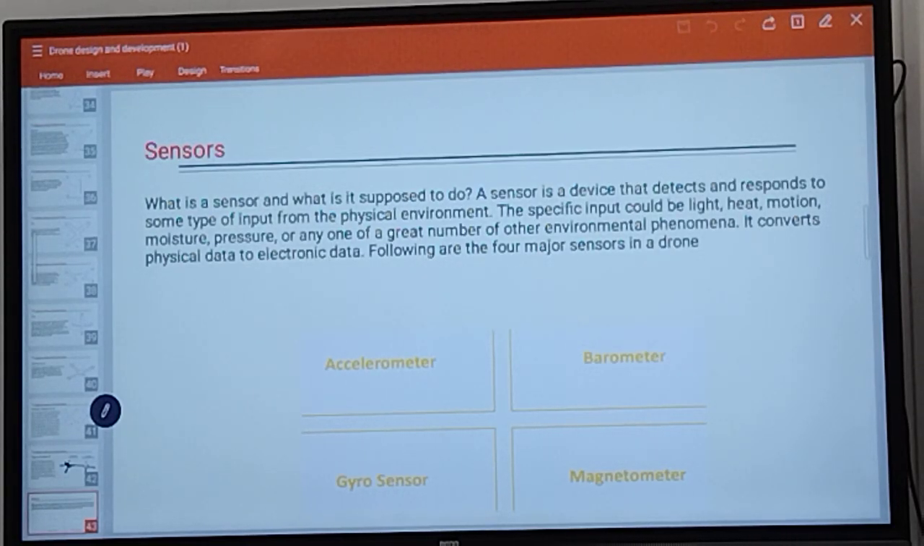A sensor is a device that detects and responds to some type of input from the physical environment. From the physical environment, suppose it is temperature, then it is sensed. Or for example, when a fire breaks out, the temperature rises, and because the temperature rises, it is sensed.